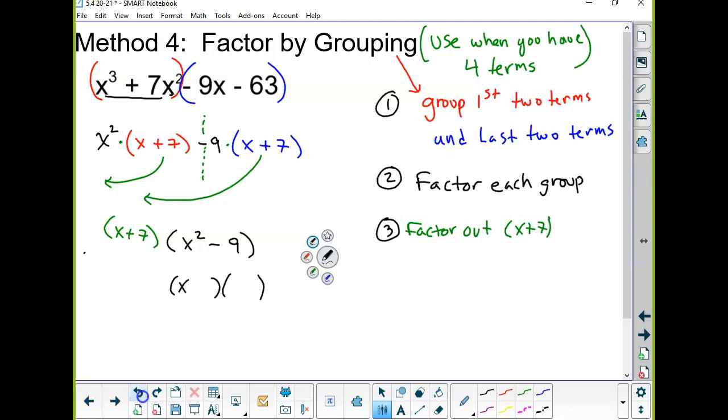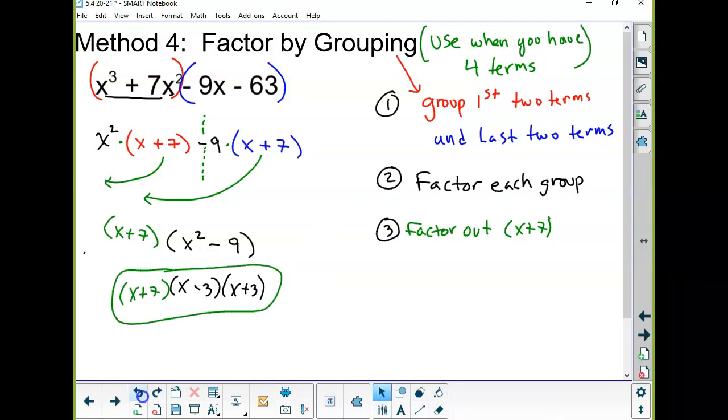X minus 3 and? Look at you guys, you're already seeing these patterns. And now we are completely factored. Whew. That's a lot, right?